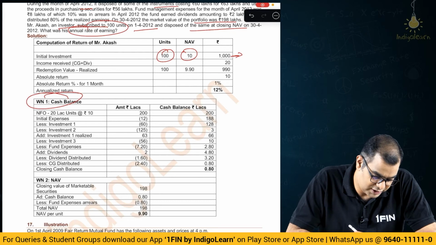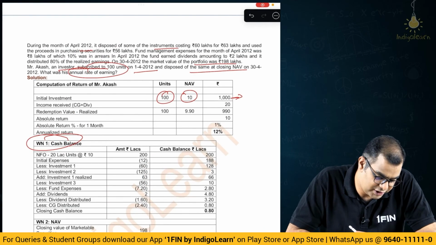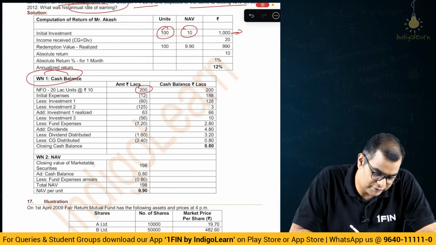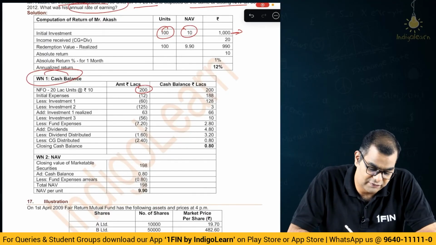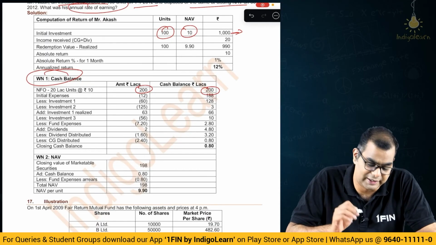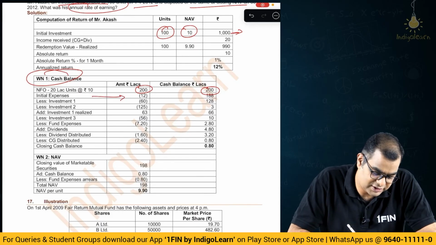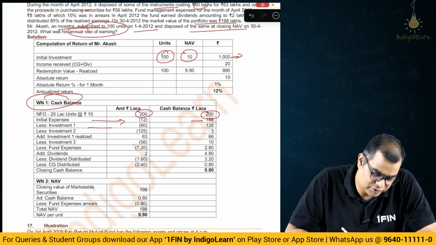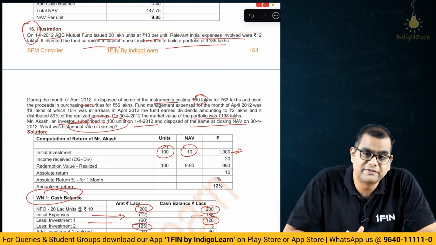So, what is an NFO? Initially, how many units were issued? 20 lakh units at 10 rupees. So, 20 lakhs into 10 is 200 lakhs. For that, you actually get a cash of 200. Then you have initial expense of 12 lakhs. You subtract 12 lakhs, you get 188. Then you make the first investment of 60. So, cash comes down to 128.